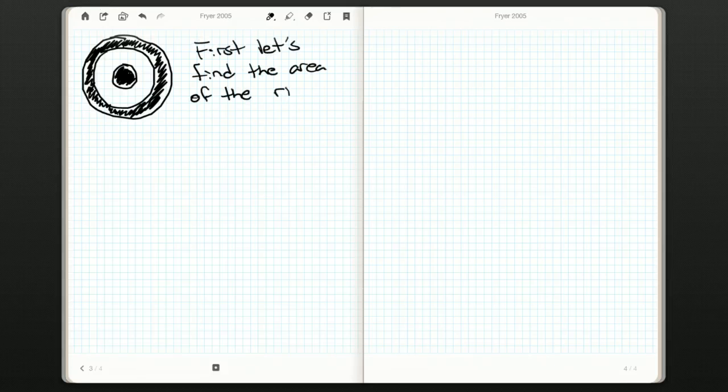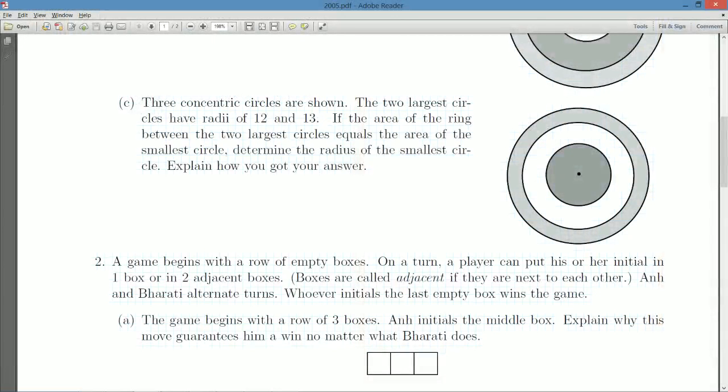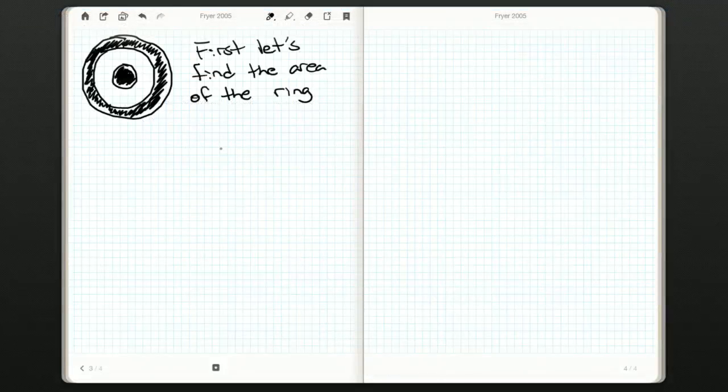So we want the area of the ring to be the same as the area of the circle. That's what the question asks for us. The ring between the two largest circles equals the area of the smallest circle. Okay? So we want to figure out the area of the ring, because that'll tell us what we need to set the formula pi r squared equal to. So that's the difference between the area of the big circle and the area of the medium circle.